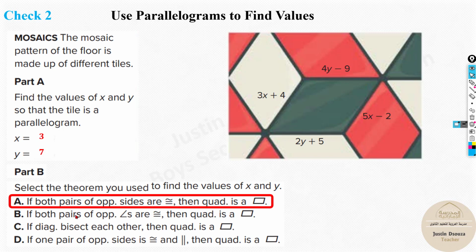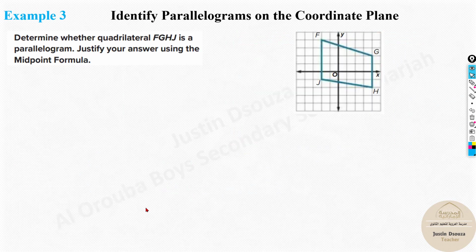Now let's read through the other options. Both the pair of opposite angles. Are the angles mentioned? Not at all. If diagonals bisect each other, do we know the diagonals? No. One pair of opposite sides is congruent and parallel. No, we don't know whether only one side. We have both the sides. So that's it. Both are congruent. That's how we found out the first option.